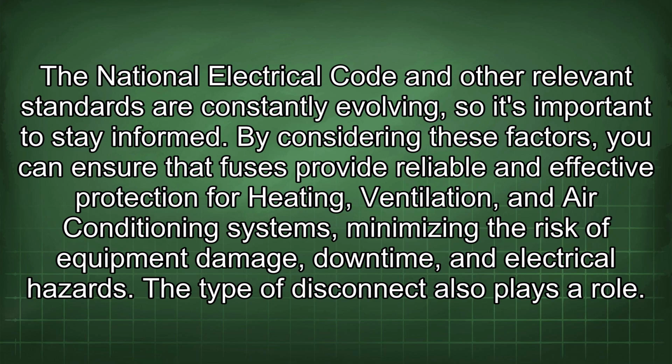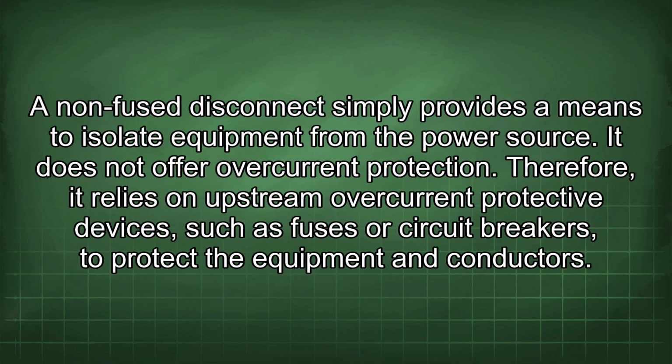The type of disconnect also plays a role. An unfused disconnect simply provides a means to isolate equipment from the power source. It does not offer overcurrent protection. Therefore, it relies on upstream overcurrent protective devices, such as fuses or circuit breakers, to protect the equipment and conductors.